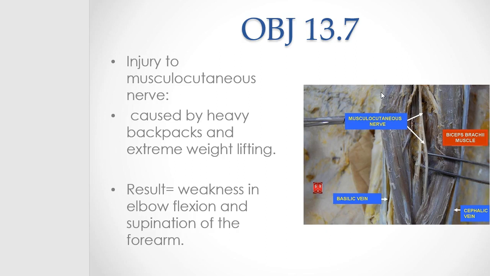Next, we have the musculocutaneous nerve, and this is caused by heavy backpacks and extreme weightlifting. What happens is it's hard for the elbow to flex and for supination of the forearm. We know supination of the forearm is when your palm is up and you can put a cup inside of it. So it's very hard to do that.